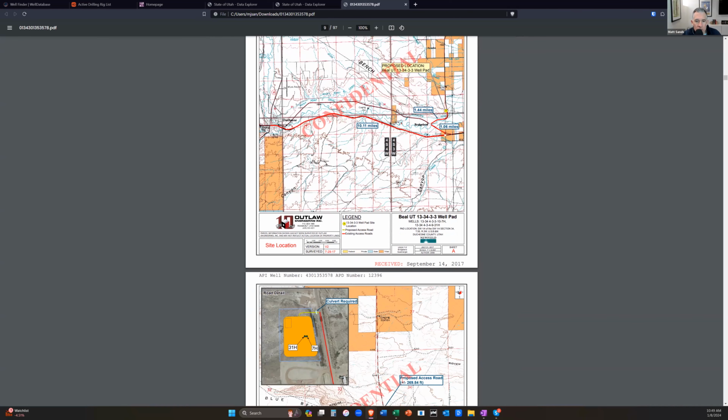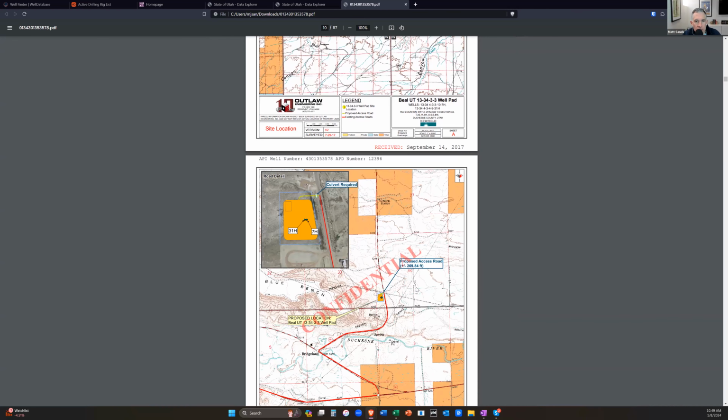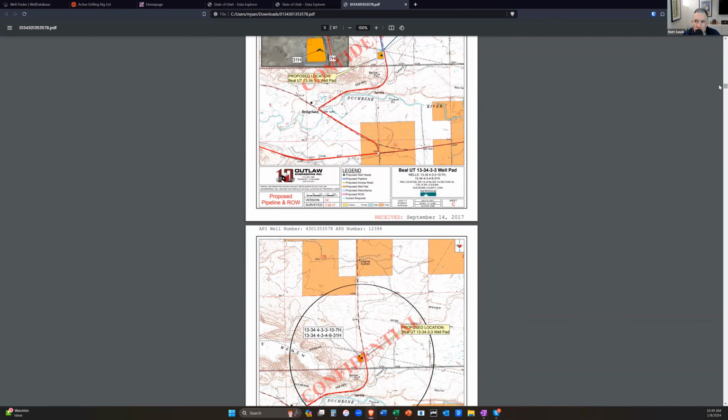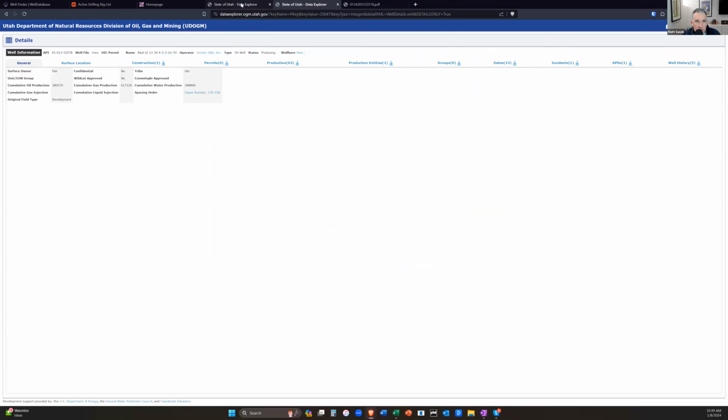And again, this is something I would recommend if you had an interest in this well. Download this to your computer so you have easy access to it, so you can see all the information about the well should you need it. So a good piece of information there to have.